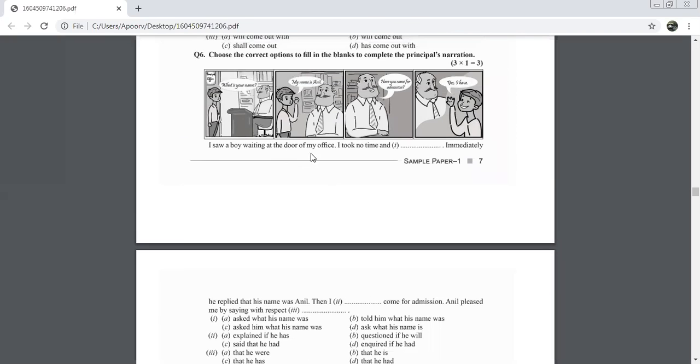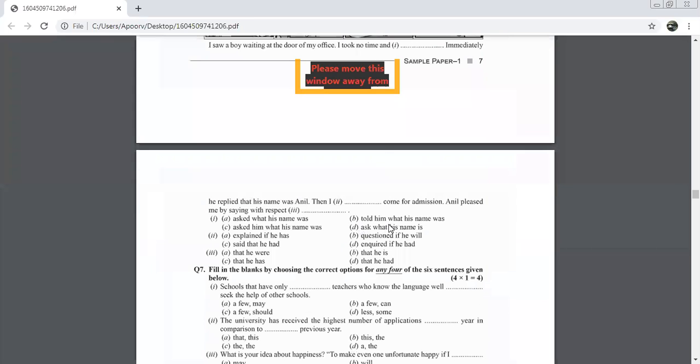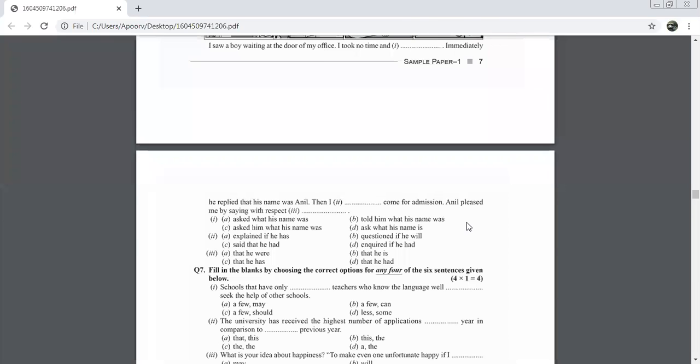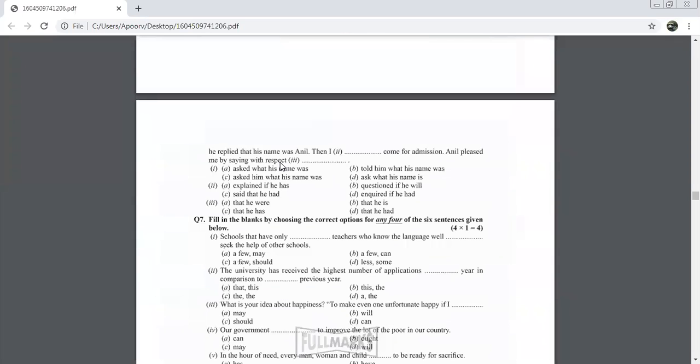I saw a boy waiting at the door of my office. I took no time and dash immediately. Option C: asked him what his name was. See, beta, it is written your name. So C is the correct answer.